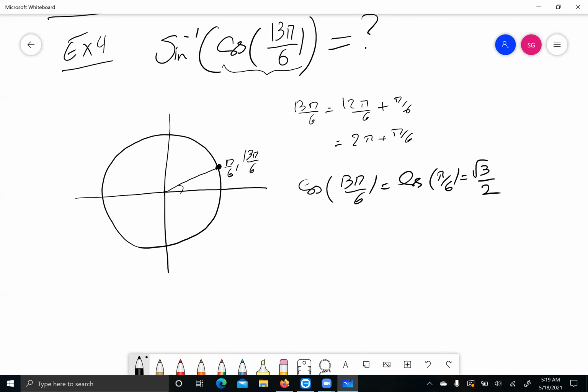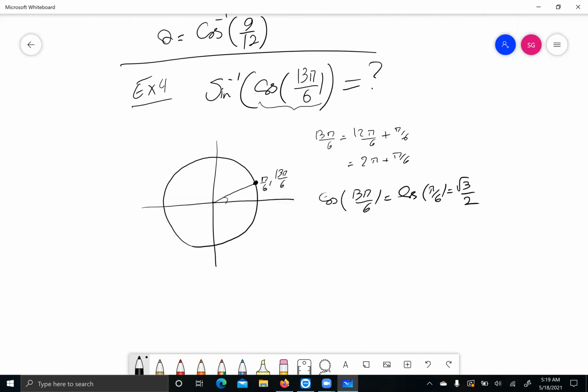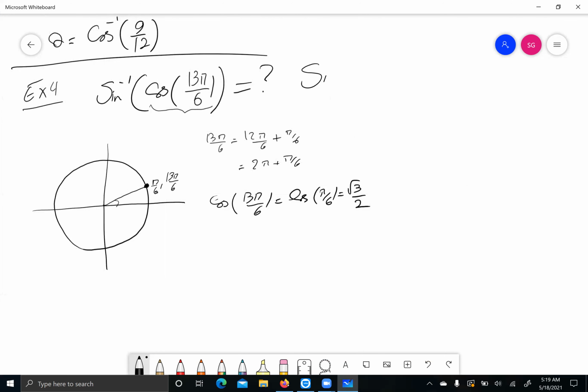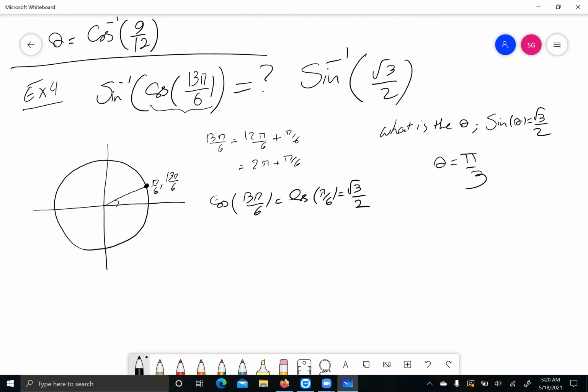So now the question reduces to sine inverse of square root of 3 over 2. What is the angle? What's the theta such that sine of theta is square root of 3 over 2, right? Which is pi over 3. Theta is pi over 3. Okay, got it?